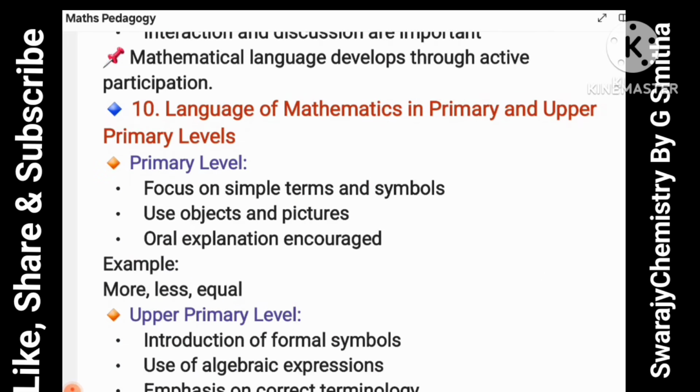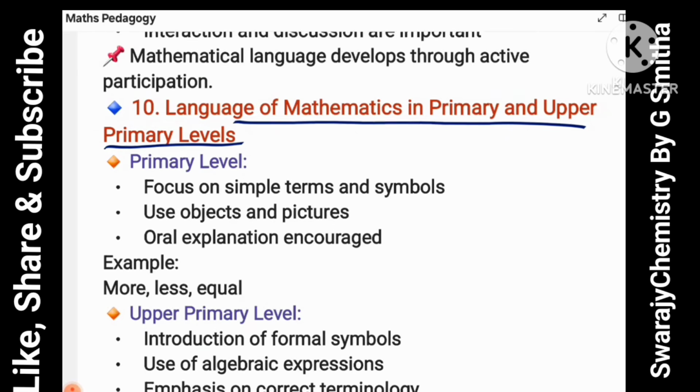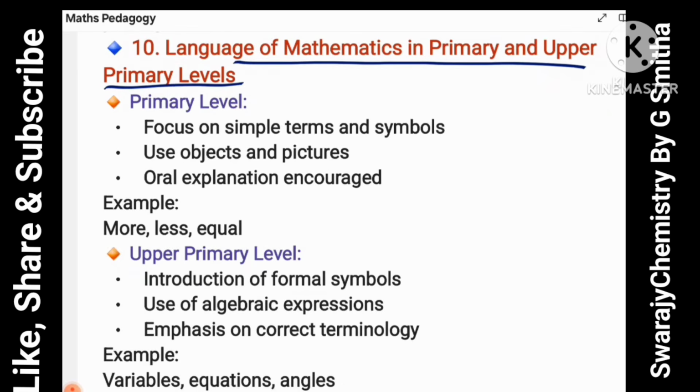Our next concept is language of mathematics in primary and upper primary levels. So, at the primary level, simple words and symbols are used. Objects, pictures, and oral explanations are emphasized. Children first understand basic comparison words like more, less, and equal. At the upper primary level, formal symbols are introduced, algebraic expressions are used, correct terminologies are emphasized. For example, variables represent unknown values, equations show relationships between numbers, and angles are used to describe geometric ideas.